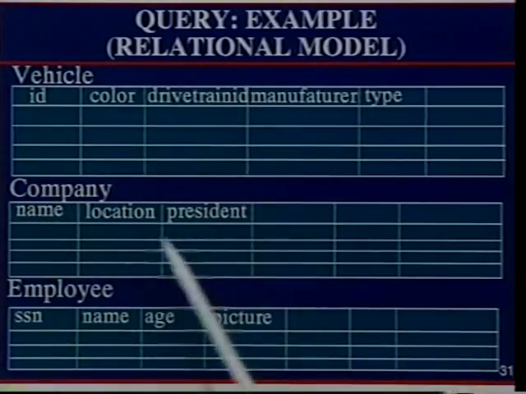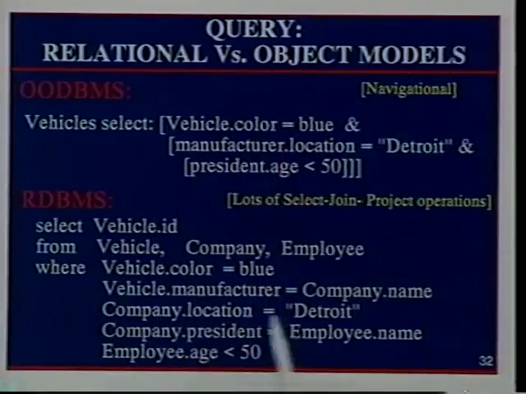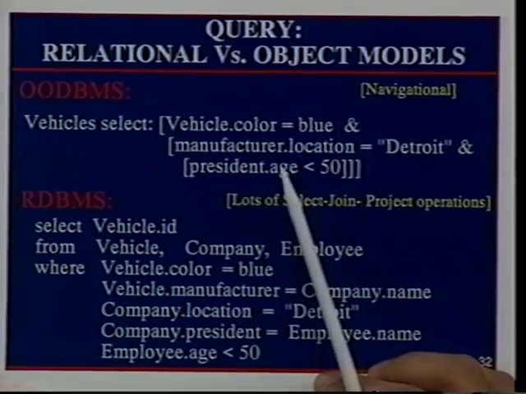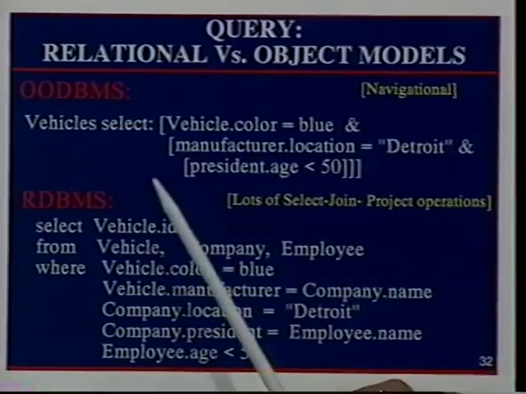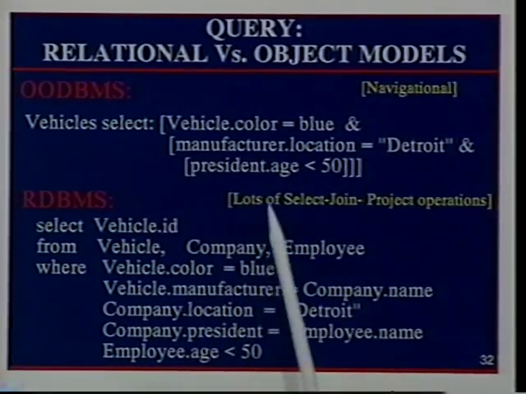Now you can see that this is a pretty complex thing, and we can get a lot of confusion even in a simple 3 tables. It's pretty confusing as such. Now then we have company.location equals Detroit, and company.president equals employee.name, and employee.age is less than 50. So this is how we do a relational query, and when we do that, we end up with lots of select, join, and project operations.